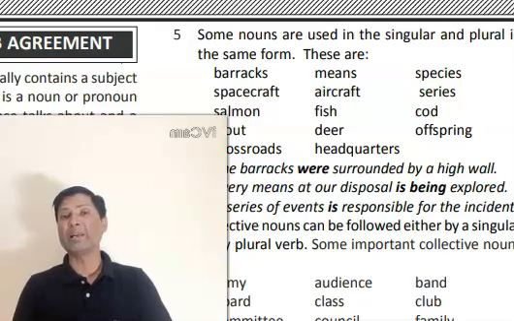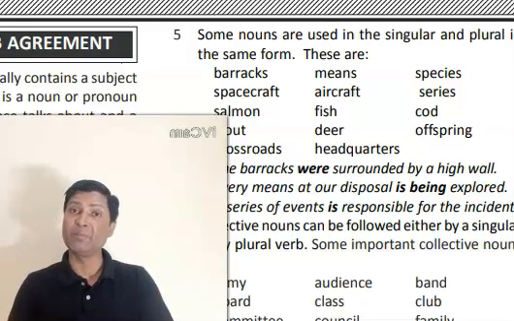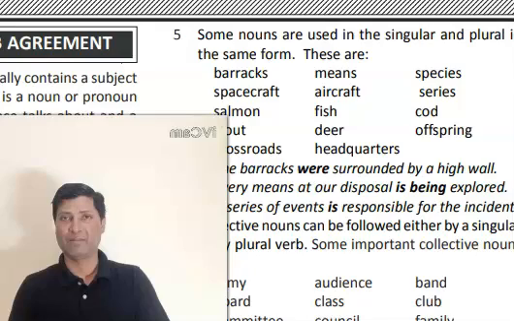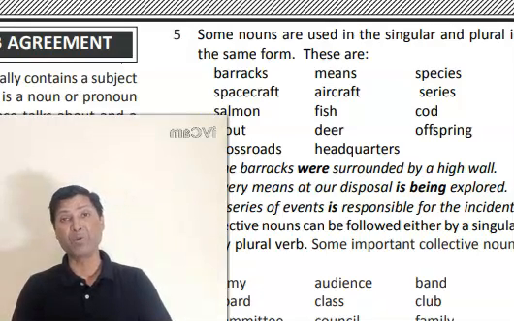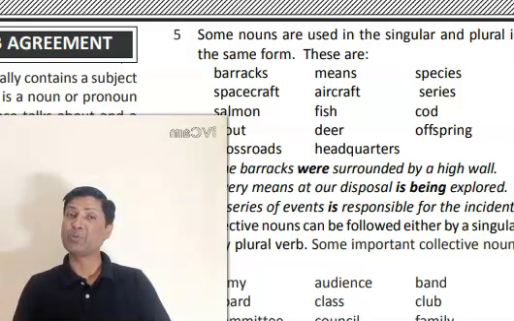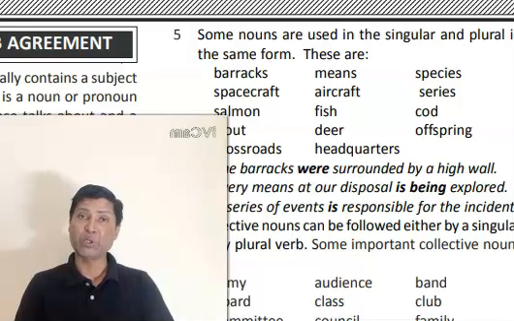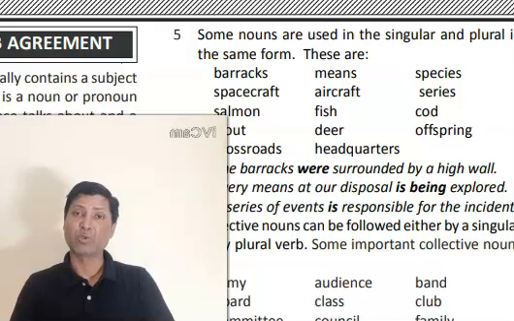Some of these nouns end with S-E-S, some of them do not. Barracks can be singular, can be plural. Means can be used in the singular and in the plural. Species can be used in the singular and in the plural. Series, too. So you'll have to keep these words in mind. Your concept should be clear.